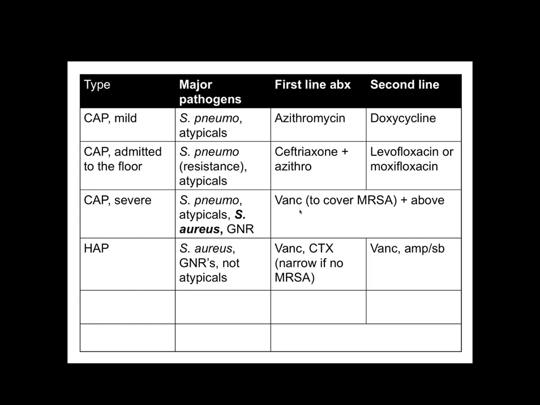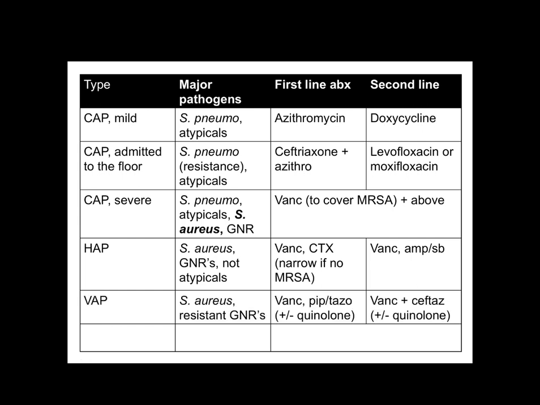If the patient has healthcare-associated pneumonia, you don't worry about atypicals anymore. And so the azithromycin is no longer part of the regimen, but Staph aureus and gram-negatives are part of it. So, vancomycin and ceftriaxone would be reasonable. Maybe vancomycin and ampicillin sulbactam.